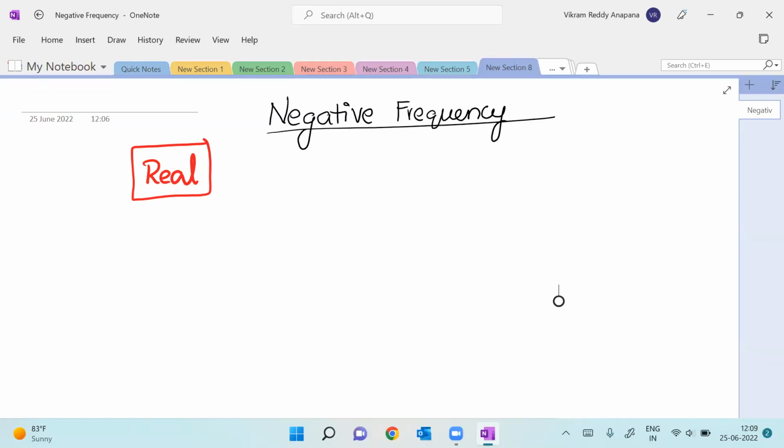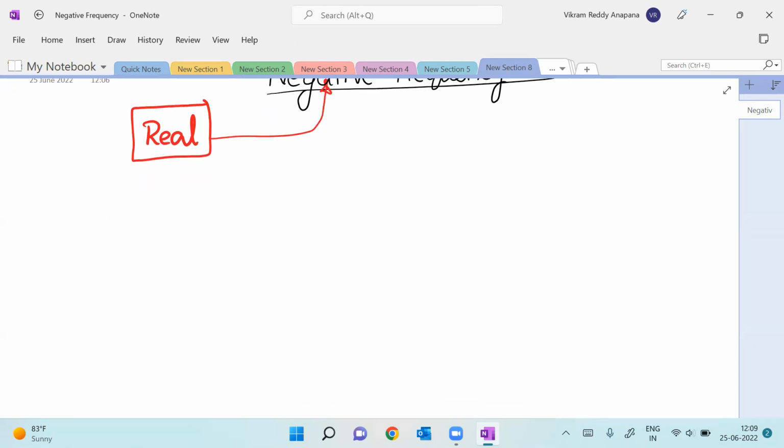Yeah, so we have the concept of negative frequency in this discussion. In signal processing or in wireless communications, often we encounter this term negative frequency. What does this mean? In general, all real functions have negative frequencies. For instance, let me take the cosine function.